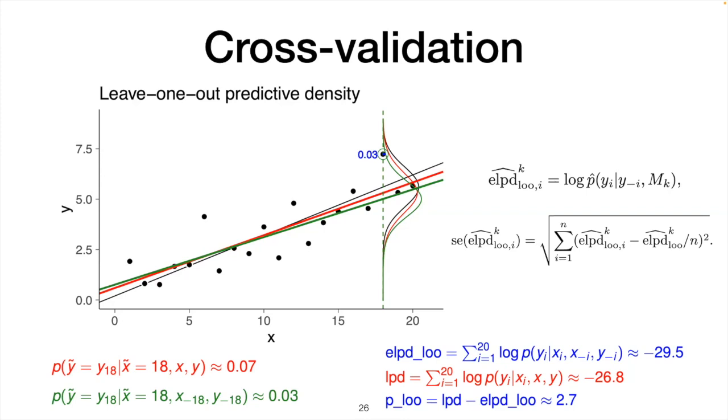Okay. Now, of course, this effective number of parameters is not necessarily the same as just counting the number of parameters in the model, because maybe you have a very large neural net model with thousands or tens of thousands of weights, but the effective number of parameters is not that large.